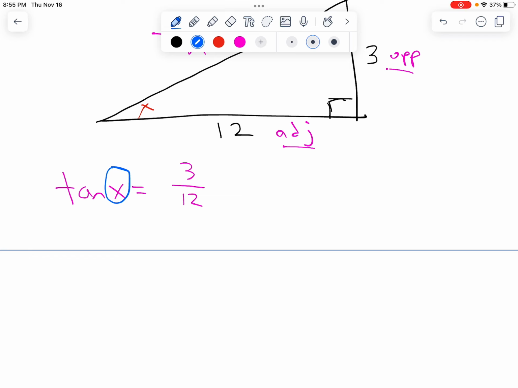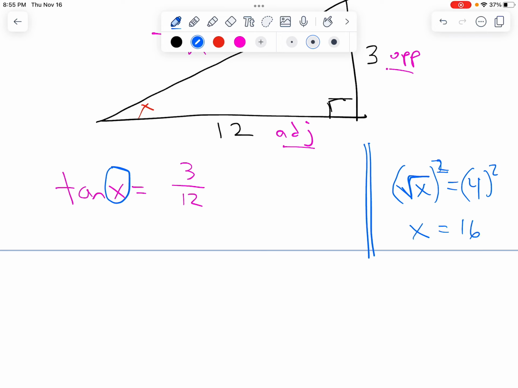Let's go back and take a look at kind of an unrelated example. Let's say we have this question: the square root of x equals 4. How are we going to find x? Well, how do we undo square root? Square root and squared are opposite operations. They're inverse operations. So the square root sign and the squared sign, those two signs cancel each other out, leaving behind just x equals 16.